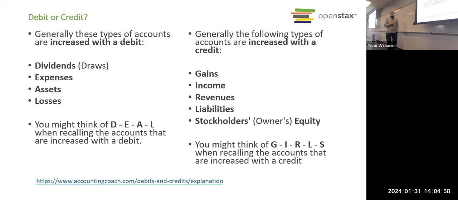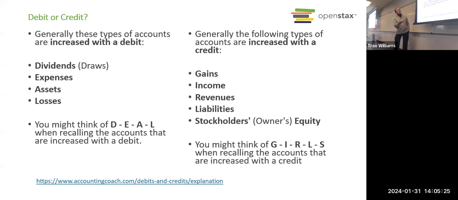Any other type of account, when it increases, would get recorded on the credit or the right column. If you want to memorize GIRLS as well, that'll tell you which ones increase on the credit side. But you really don't need that if you can just remember DEAL.